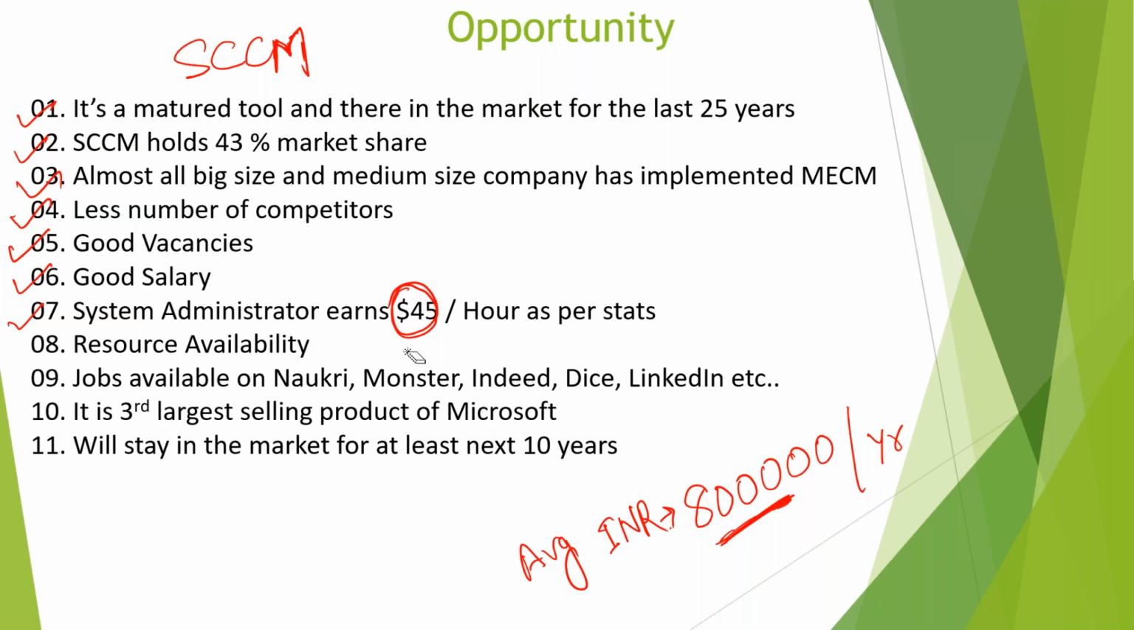Okay. Now, resource availability. Because it is a matured product, you have resources available. If you are stuck somewhere or facing some challenges, you can just Google it and you will get hundreds of websites which will guide you to resolve the problem. Since it is a matured product and people have been using it for the past 25 years.